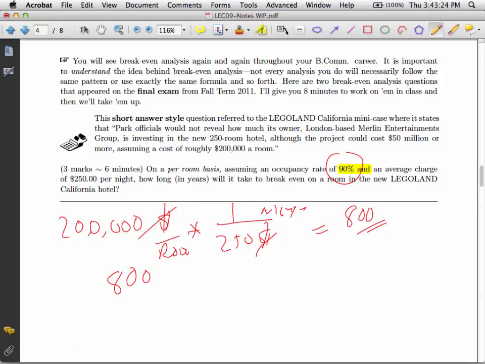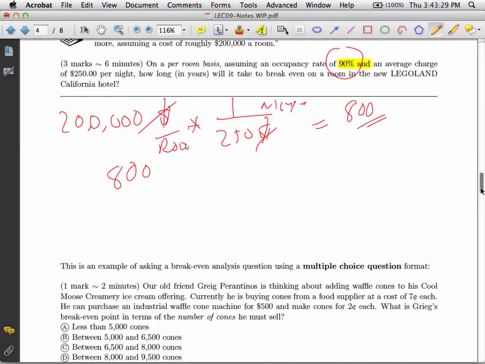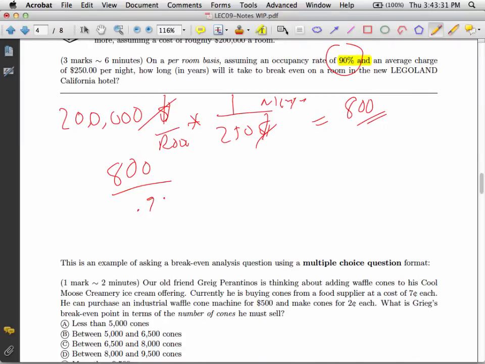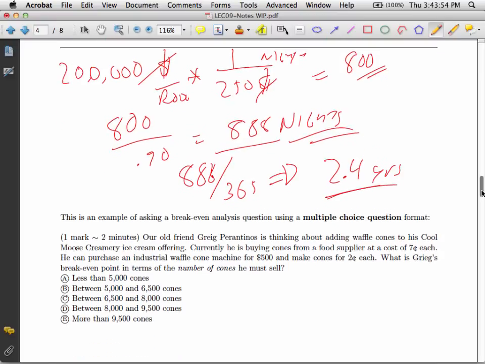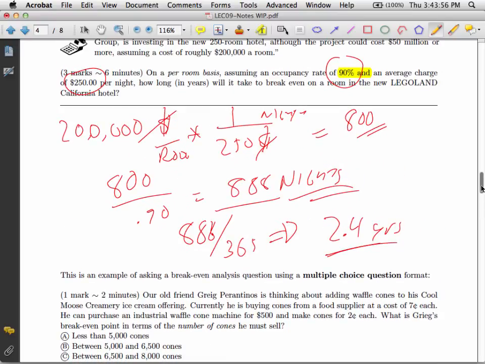Now we have this 90% factor. The 800 would be if we're at 100% of our capacity. 800 divided by 0.90 gives me 888 nights. And we need to transform that into years, so we have 888 divided by 365. That will give you roughly 2.4 years. So it'll take 2.4 years to realize your investment on your hotel fixed cost. The trick to that one was the 90%.